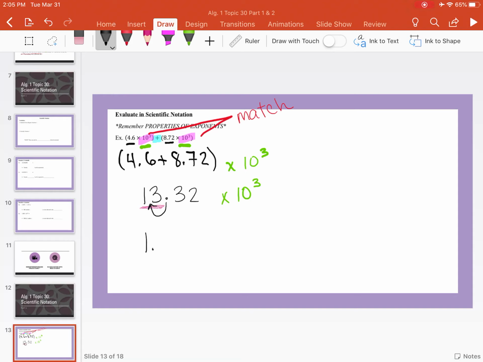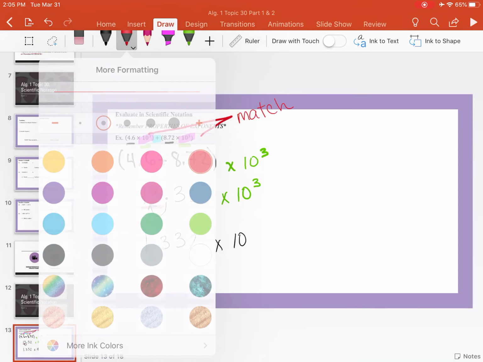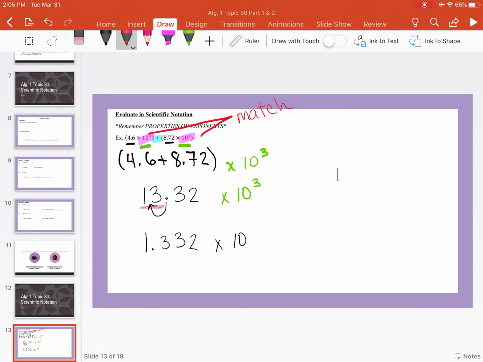So my new number, I'll get 1.332 times 10 to the, I don't know. So personally, what I like to do here is think about this. If I have my number 13.32 and I'm multiplying it by 10 to the third power, that means I'm moving my decimal place 1, 2, 3 spots to the right, and I'll put a 0 where I don't have any numbers.